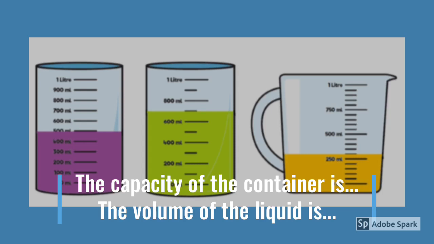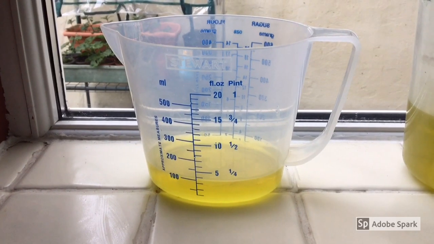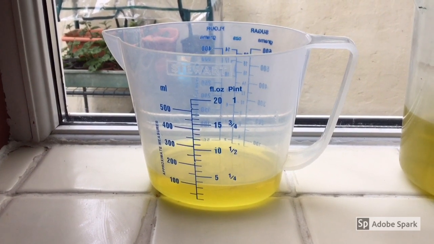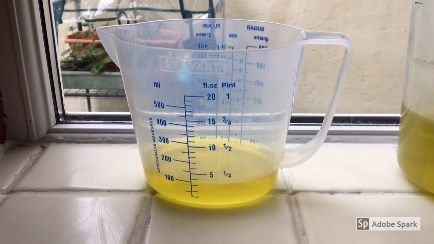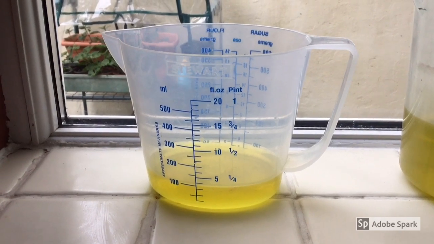So the capacity of the first container is 1 litre. The volume of liquid is 500 millilitres. The capacity of the second container is 1 litre. The volume of liquid is 700 millilitres. The capacity of the third container is 1 litre and the volume of liquid is 300 millilitres. So the capacity of this container is 500 millilitres and the volume of the liquid is 100 millilitres.